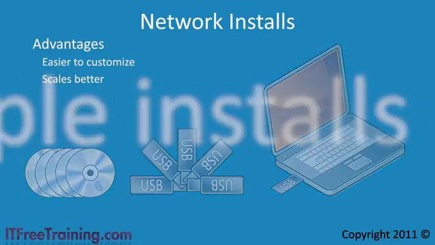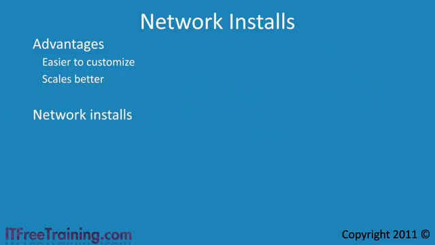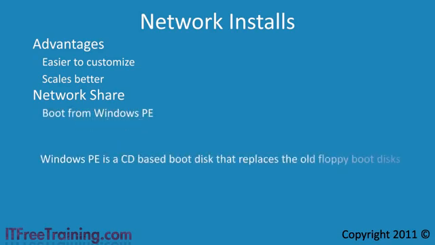In order to perform a network install, you can perform one in two ways. The first is via a network share. To do this, you would boot from a network PE boot disk. Windows PE is a CD-based boot disk that replaces the old floppy boot disks.